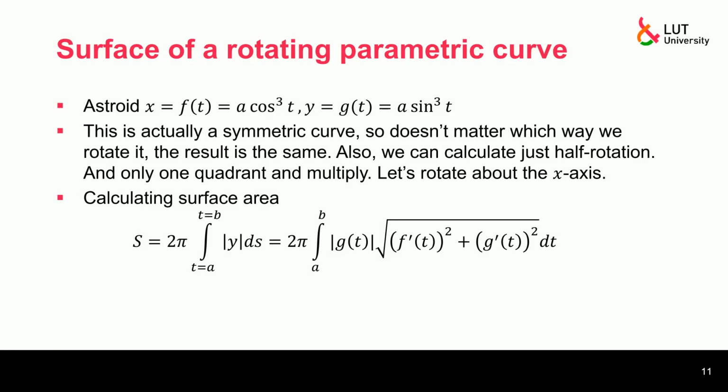So, after rotating a parametric curve, this is a slightly older lecture, I think we skipped this. x equals a cosine cubed t, y equals a sine cubed t. This is a symmetric curve called an asteroid. Astra is Latin for star, so it's a star-shaped curve. And it's symmetric, so we can take just half of the rotations out of it.